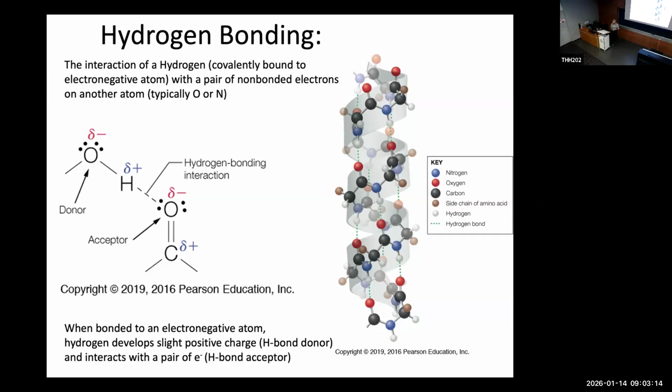Looking here at hydrogen bonding. Hydrogen bonding is the interaction between a hydrogen and an acceptor molecule that has a slight negative charge on it. So that's what this designation is. This hydrogen has a slight positive charge on it, and this acceptor has a slight negative charge on it. This is the hydrogen bond. The reason why that interaction is occurring is because of these slight positive and negative charges. And the reason why those are in place is based on what these atoms are bound to here.